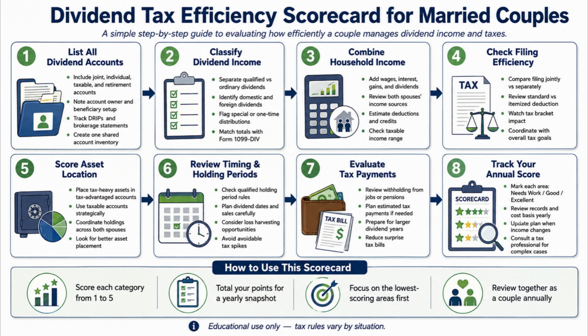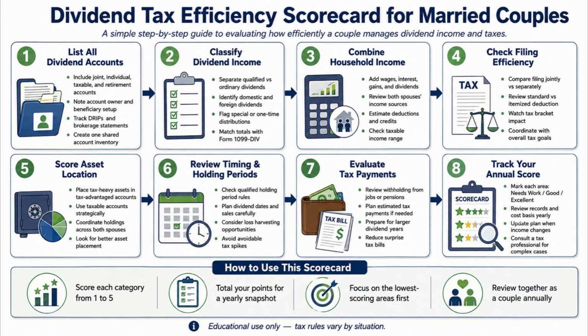Finally, couples should track their annual score. One useful approach is to rate each area on a simple scale, such as needs work, good, or excellent, or by assigning points from 1 to 5. After totaling the score, the couple can identify the weakest areas and focus on improving those first. This turns the scorecard into a practical yearly review tool rather than just a checklist.